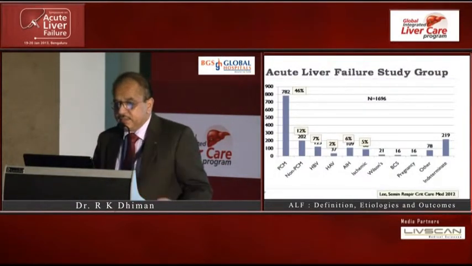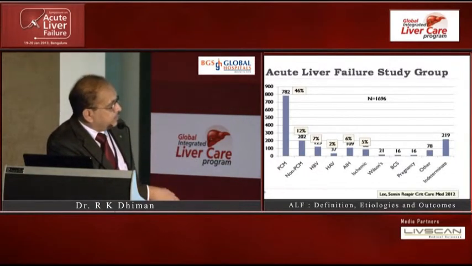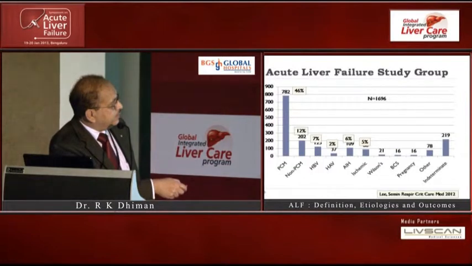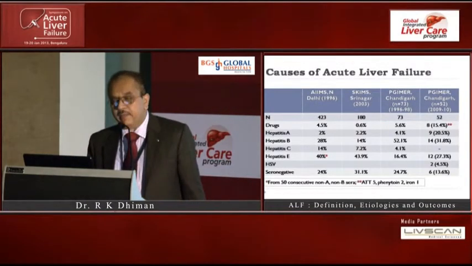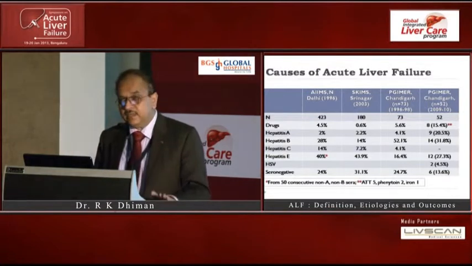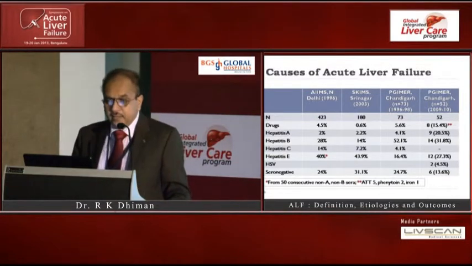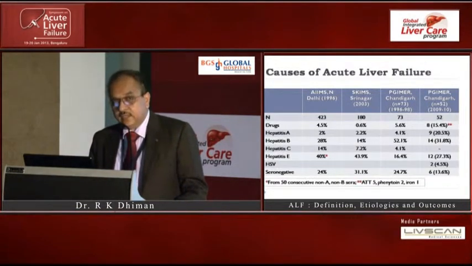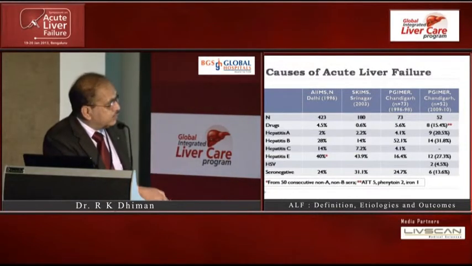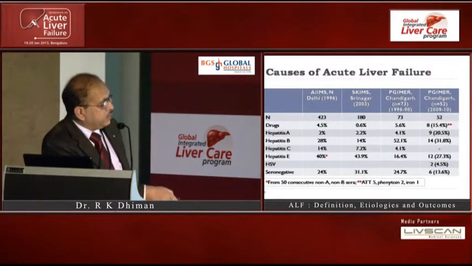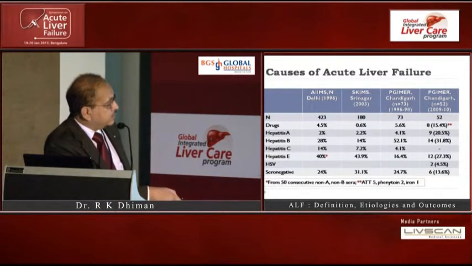If you see the ALF study group data, this is the US data, and over two-thirds of the patients are caused by drug-induced injury, and hepatitis B is in approximately 7% only, and the others are uncommon causes. Coming back to the Indian data, there are three centers which have done these studies in a bigger way: AIIMS, SKIMS in Srinagar, and PGI. Here, as I have said, endorsed by these studies, the predominant etiology of ALF in India is viral hepatitis, and drugs are only 0.6 to 5.6%.